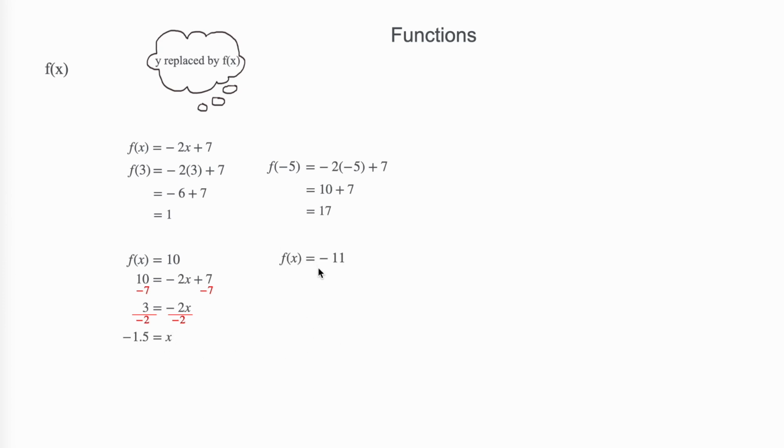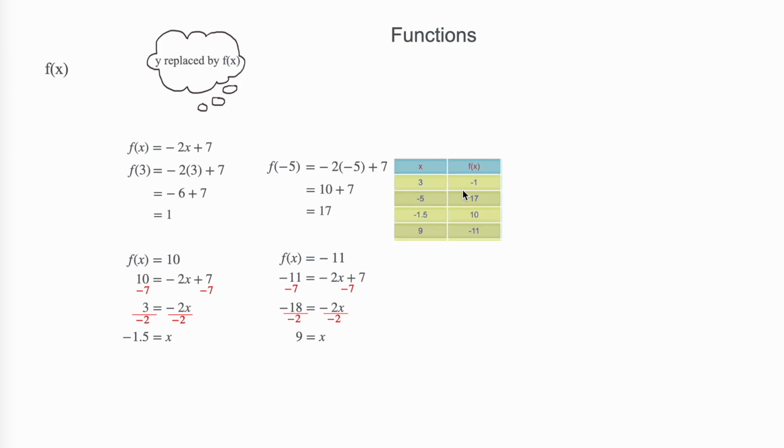Or we could say f(x) equals -11. Replace the f(x) with -11 in the equation, and we have -11 is equal to -2x plus 7. Subtract 7 from both sides. That gives us -18 is equal to -2x. Divide both sides by -2, and that gives us 9 is equal to x.